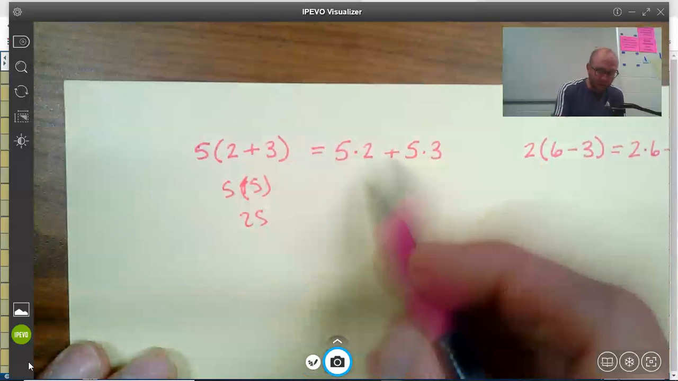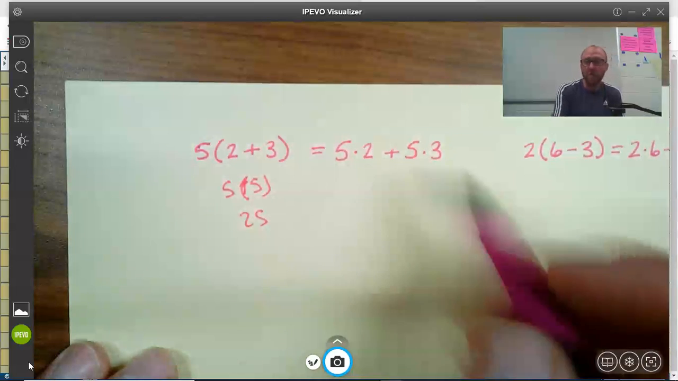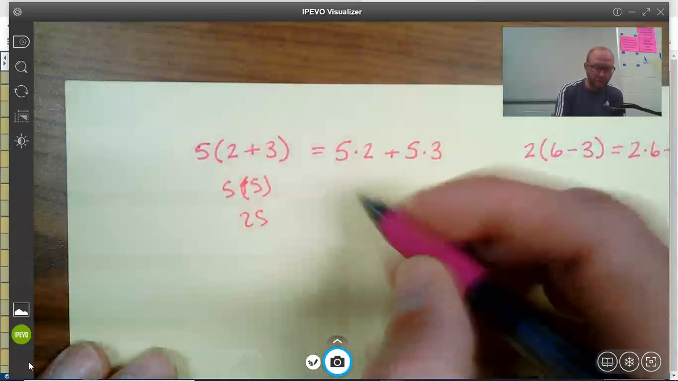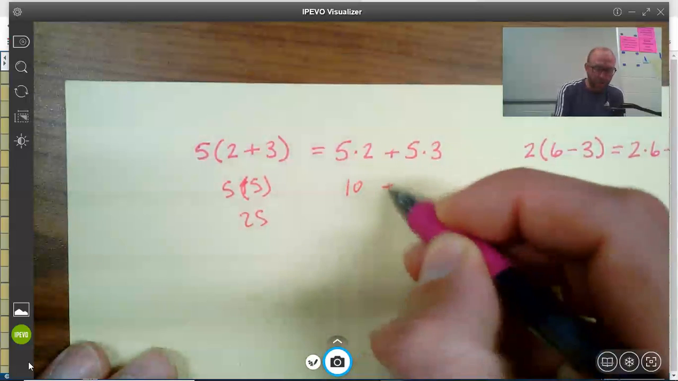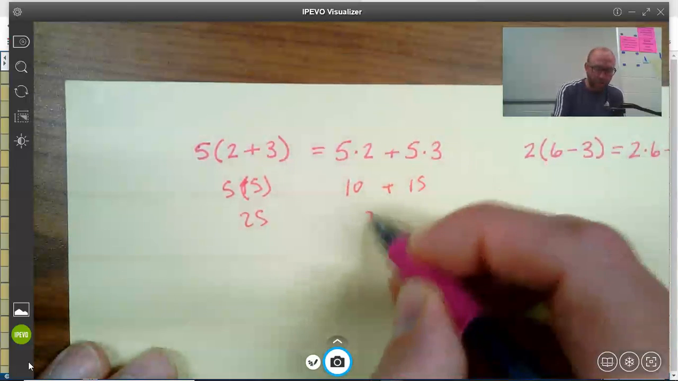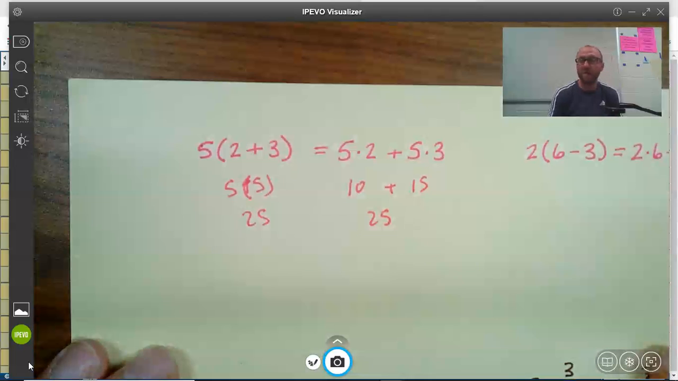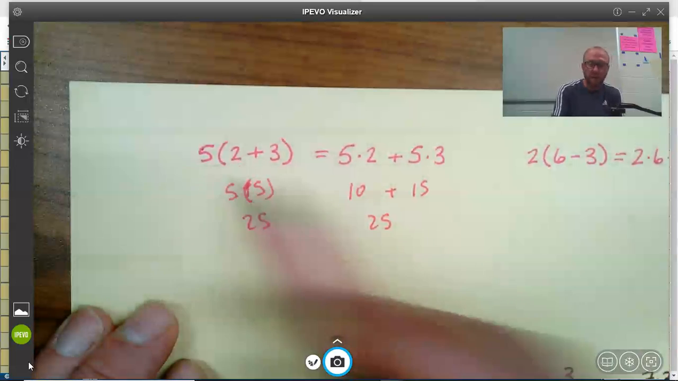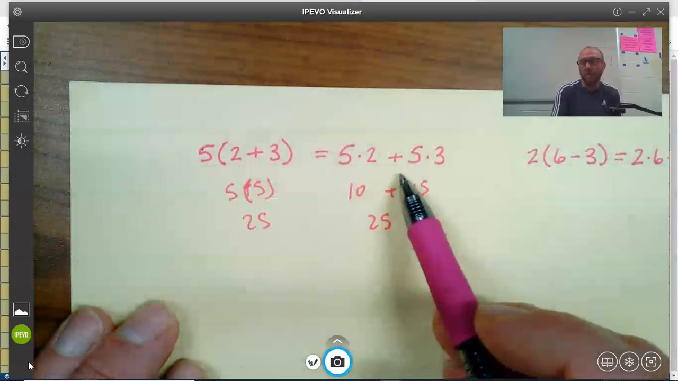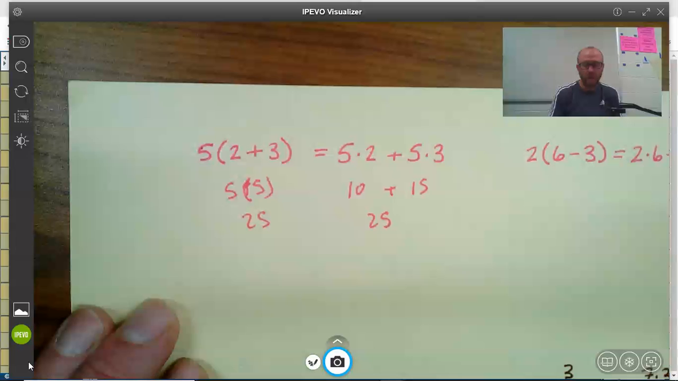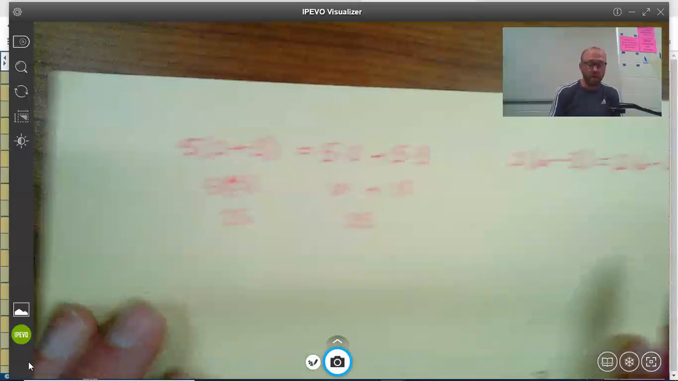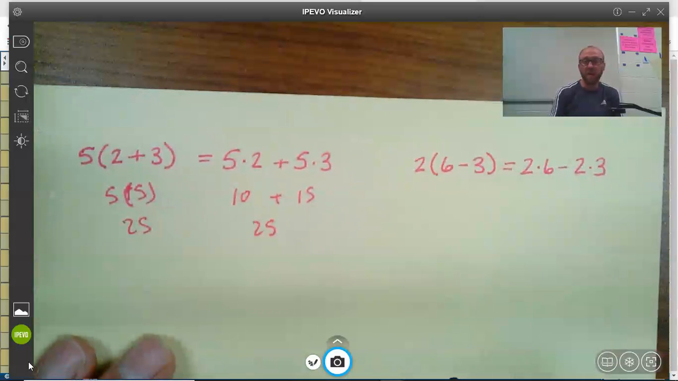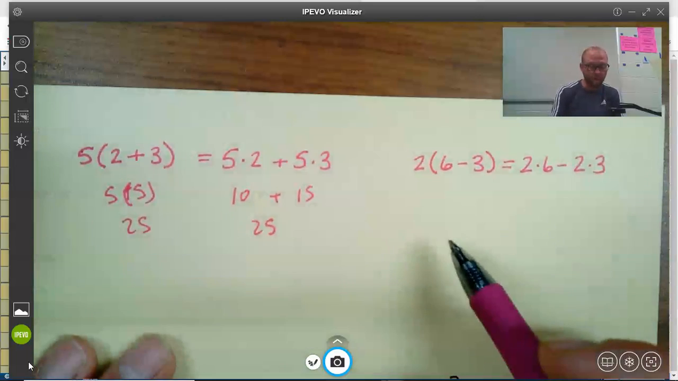Or I could multiply the two parts separately first, and then add them together later. So 5 times 2 is 10, 5 times 3 is 15, and all together we get 25. So again, we could add first, then multiply, or I could break it apart, multiply first, then add. And the question is, does that work with other operations? So could I do the same thing with, say, subtraction and multiplication?